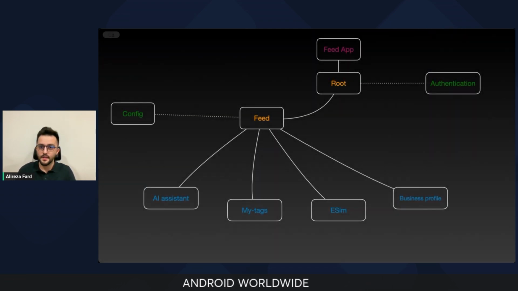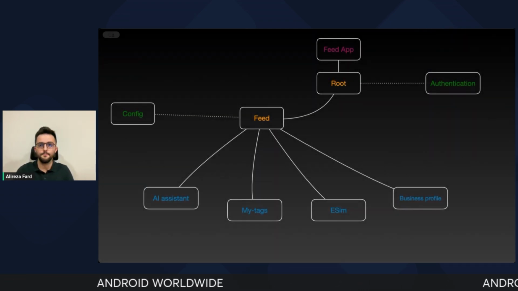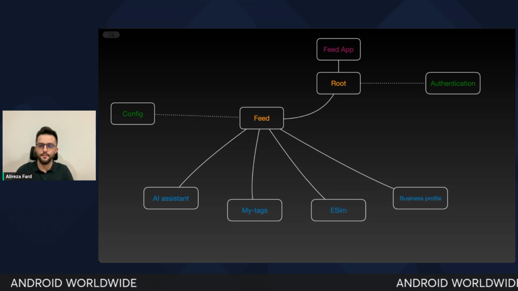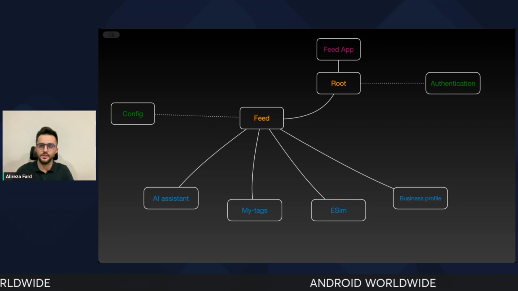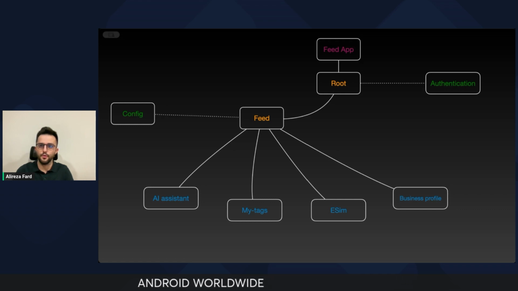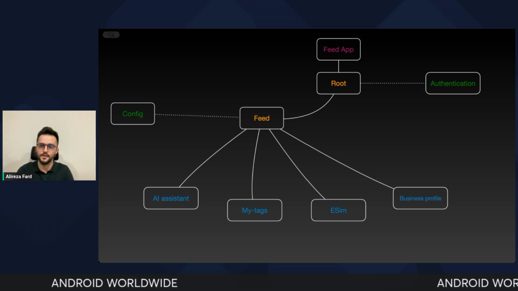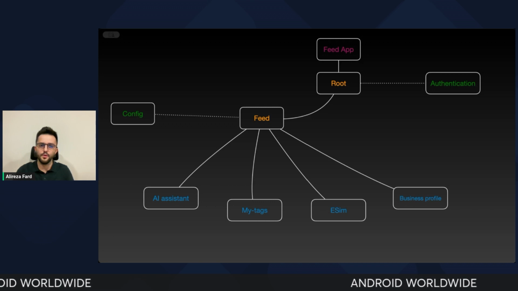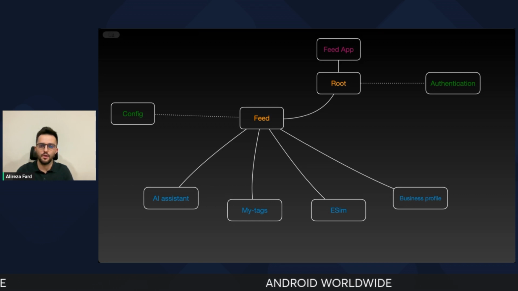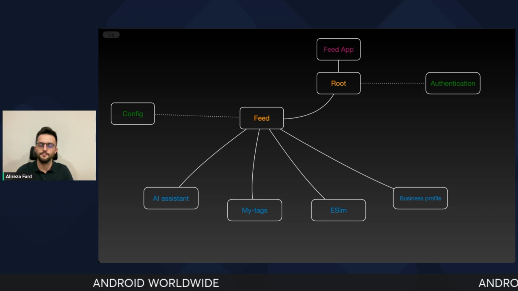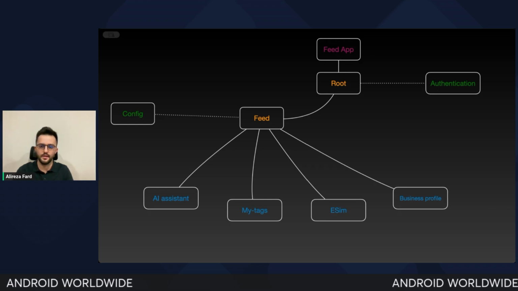And this is a short diagram about the feed app in development. You just need to import the authentication module, which is a plugin type, and the config module for managing your remote config response, and all the others are your features and feature-related stuff.